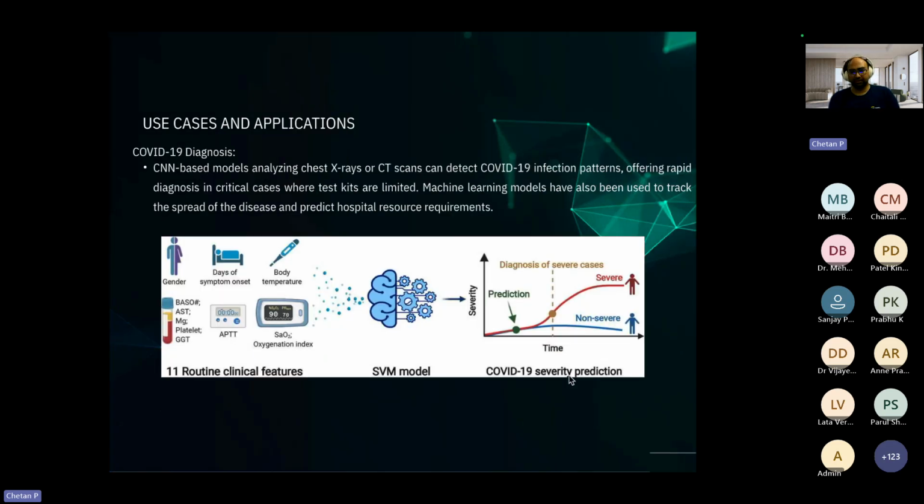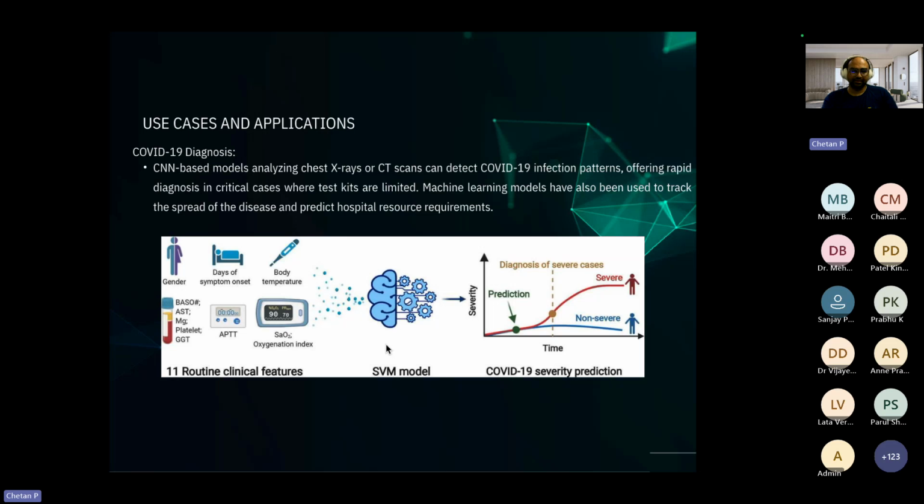COVID-19, everyone knows about this, right? There are different kinds of input variables, especially SpO2, FPTT, body temperature, right? Days of symptom onset, right? These are basically input features, and based on that, you train an SVM model.